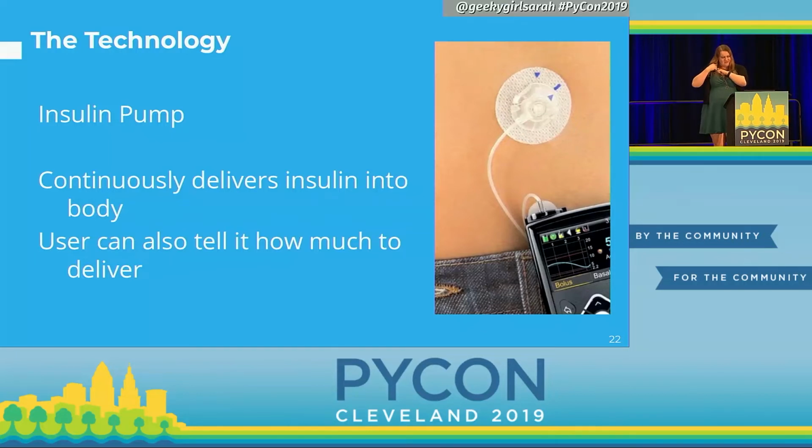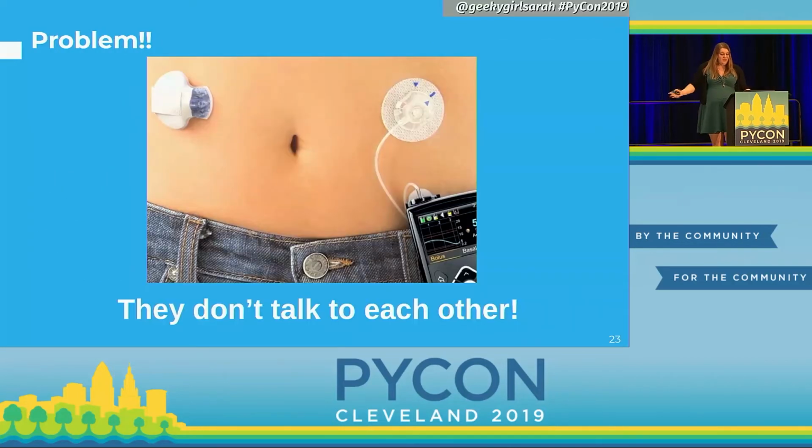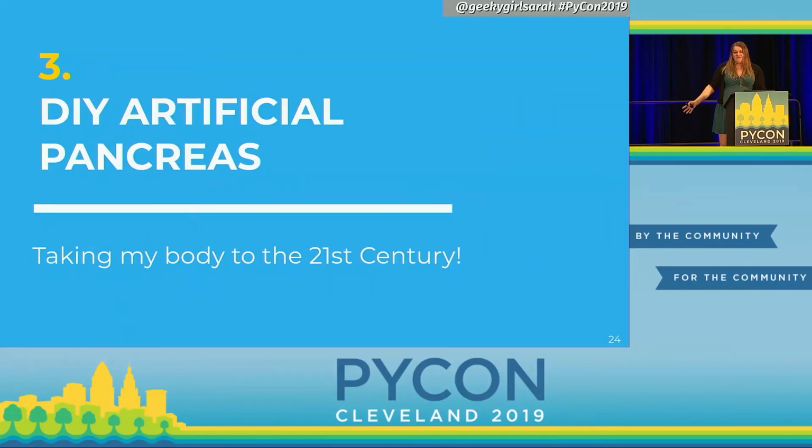So that's kind of nice, but it's a really static process. This doesn't do anything on its own. It's really kind of stupid. And the other problem is they don't talk to each other. These two things live independently, but they don't interact in any way whatsoever, which is where this do-it-yourself artificial pancreas comes in. Moving forward to the 21st century. All right, so that's where this little doodad comes in.